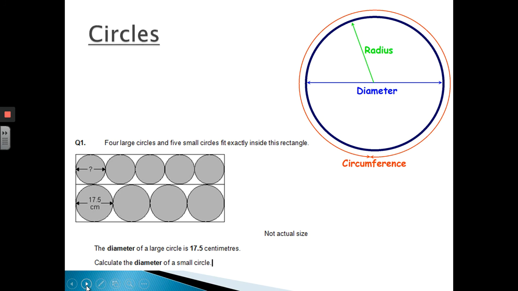So here's an example of a SATS question. You've got 4 large circles, 5 small circles fit exactly inside this rectangle. The diameter of the large circle is 17.5 centimetres. Calculate the diameter of a small circle. Right, and I'll leave you to have a moment to see if you can solve that one.